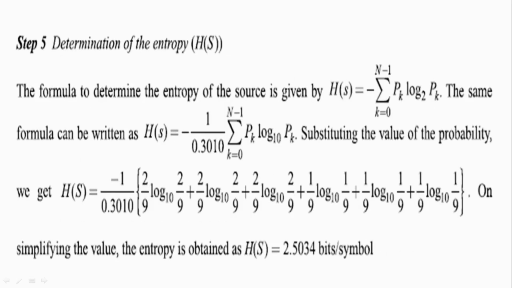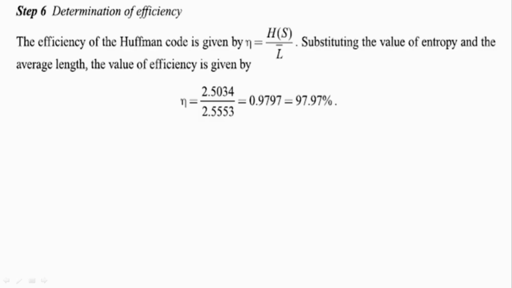Next, after finding the average length, we have to find the entropy, that is H of S. H of S equals minus sigma k equals 0 to n minus 1 of pk log base 2 pk, which equals minus 1 by 0.3010 sigma k equals 0 to n minus 1 of pk log base 10 pk. By using this formula, we find H of S and the efficiency. Efficiency equals H of S divided by L bar. Here we get 97.9797%.